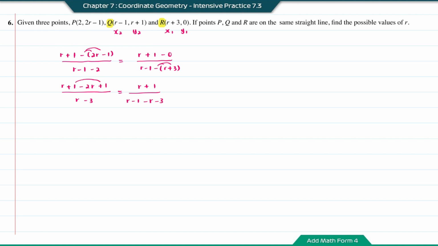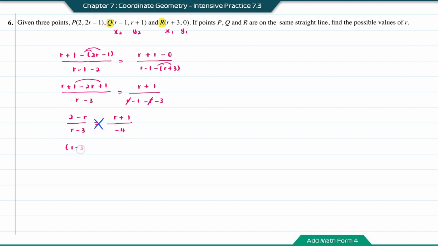So next, 1 plus 1 will get positive 2 and r minus 2r will get negative r. As for the right hand side, we're going to get r plus 1 over, so the r minus r here will be cancelled. So negative 1 minus 3 will get negative 4. To solve this, I'm going to use the cross multiplication method.